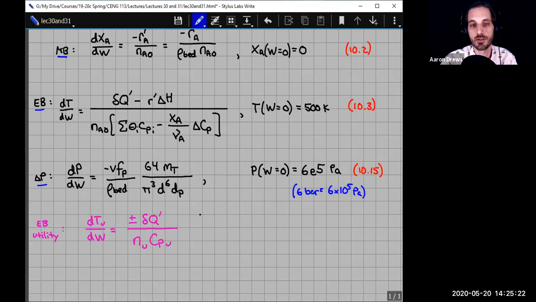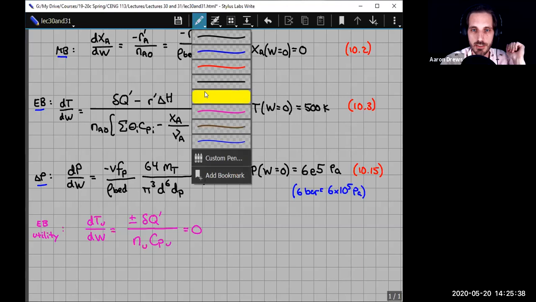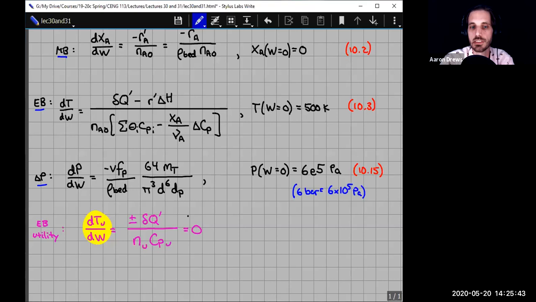A couple of things here that we don't have to worry about. This problem, the jacket that's used in it is saturated steam. Saturated steam has a constant utility temperature. So whatever ends up happening here, this is going to end up being equal to zero, right? I don't have to look any further than knowing that it's a constant utility to know that dTU dW is going to be equal to zero. It will not change temperature. How does that work? Well, if delta Q prime is not zero and these are not infinity, how did I manage to get a zero here?